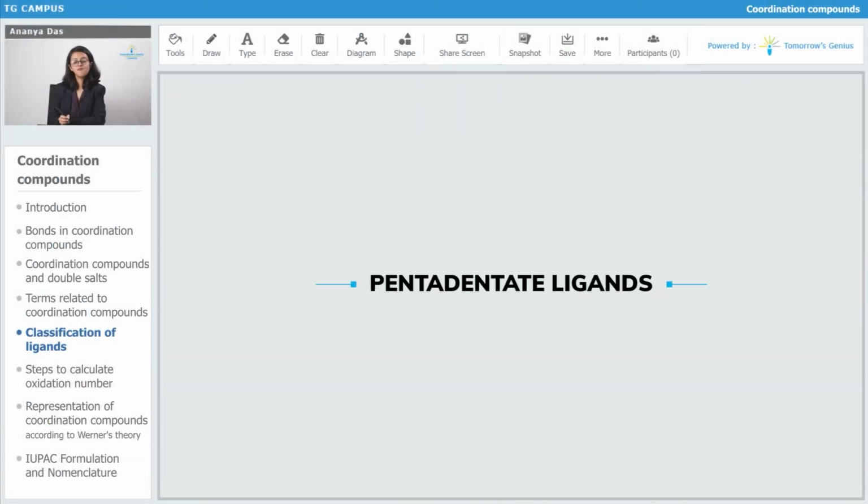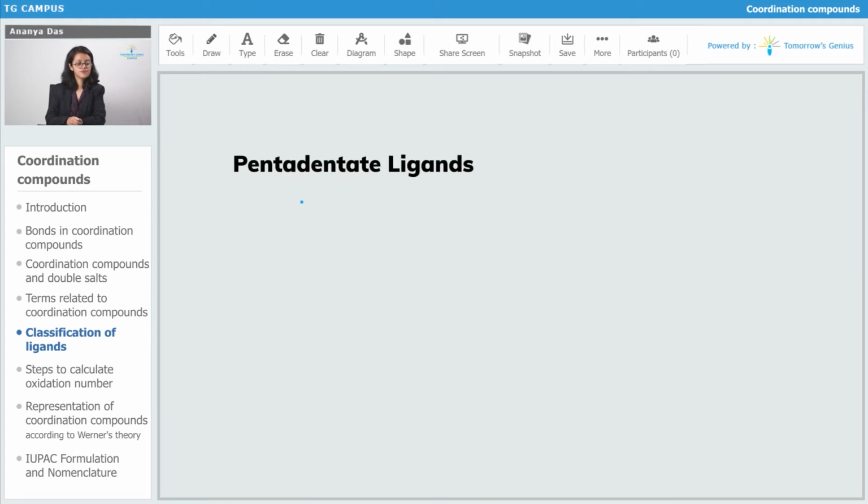So next we have pentadentate ligands. Pentadentate ligands are the ones which have 5 donor atoms and they can coordinate to the central metal atom at the same time. Ethylenediamine triacetato.